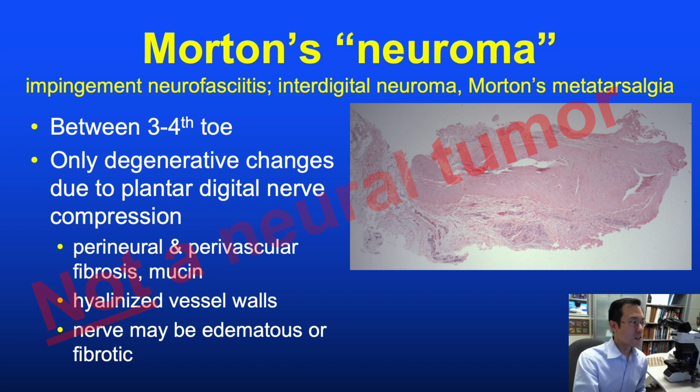And lastly, Morton's neuroma deserves to be in quotes because it's not a true neural tumor. I used to see a lot of these in Connecticut when we were reading for podiatrists, but I never see them nowadays. But stereotypically, these occur between the third and fourth toe, and what one sees microscopically is just degenerative changes. So you can see hyalinized vessel walls, fibrosis, myxoid stroma. There may be edematous nerves, but it's just degenerative changes that in other histologic contexts might be characterized as ancient or even symplastic.